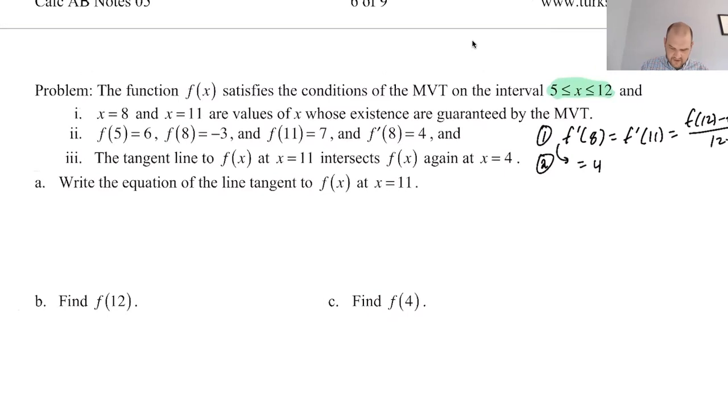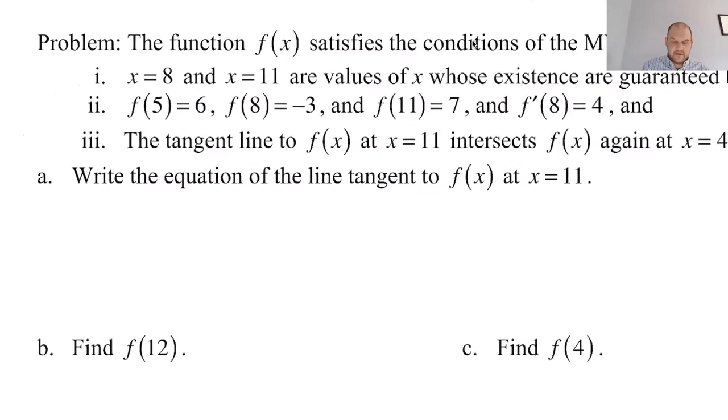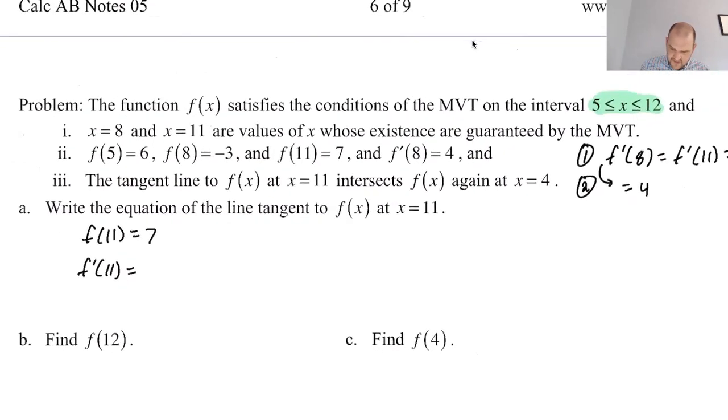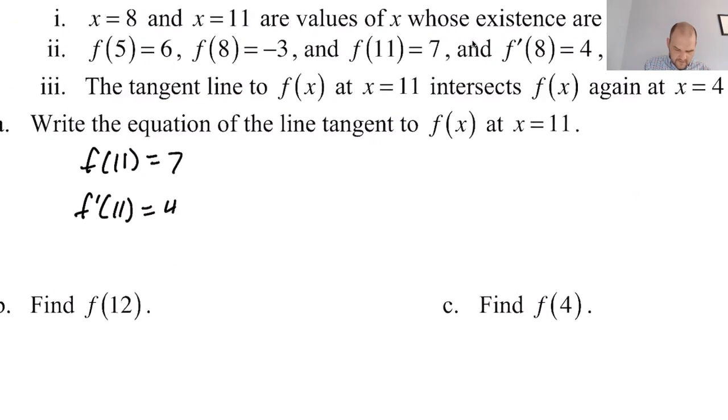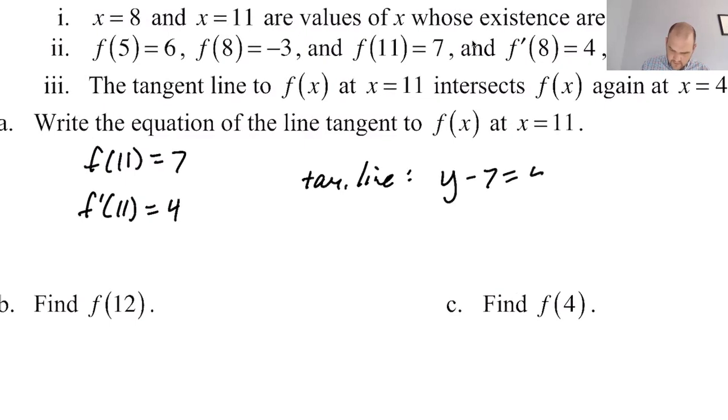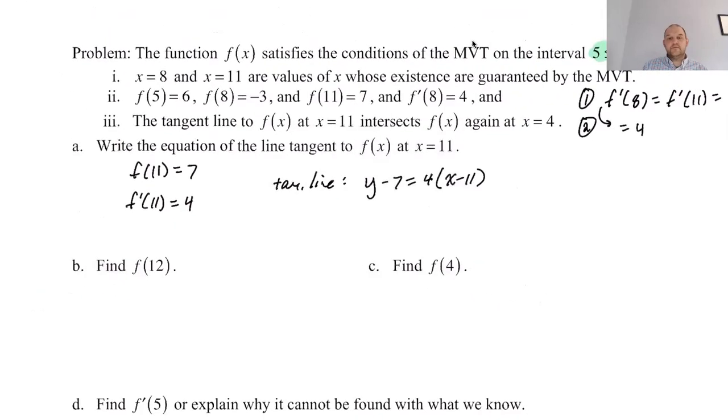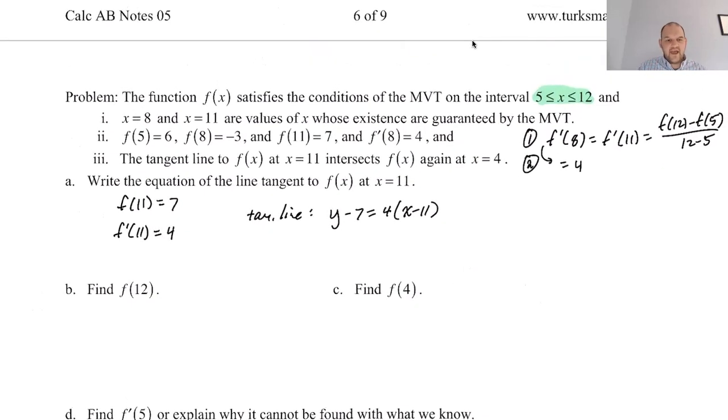Okay, so I need to know f of 11, which I do know. That's in number 2 there. So f of 11 equals 7. And we need f prime of 11, but if I remember correctly, we said by our chain of logic that f prime of 11 is equal to 4. So we have both of those. So that means that our tangent line is going to be y minus the y value is the slope, and then x minus 11. And that's it, I think. Okay. So now find f of 12.